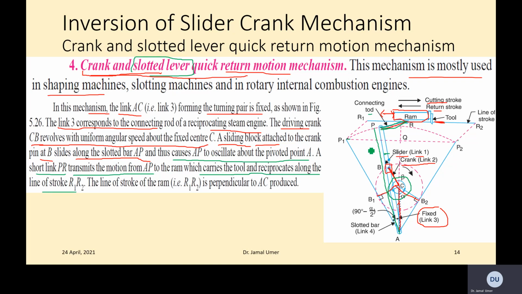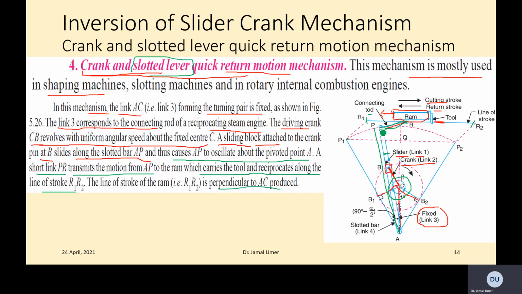So the point P is reciprocating from P1 to P2, and of course the connecting rod, which is connecting P to the RAM. So RAM will oscillate from R1 to R2. So that's also line of stroke.